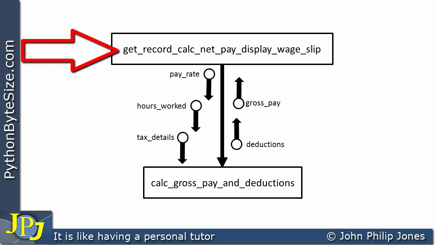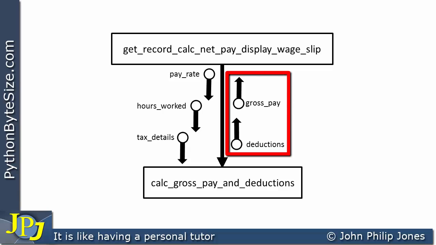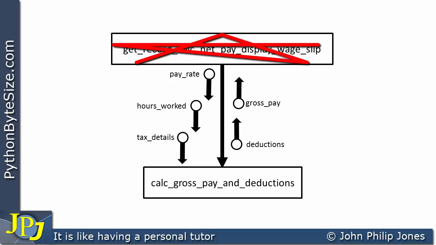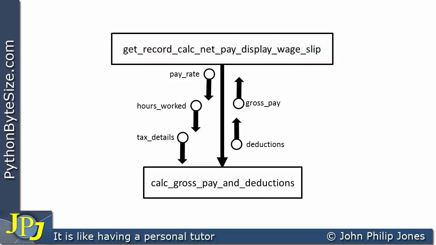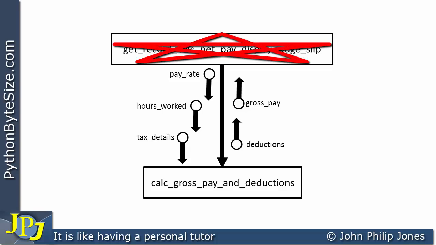When this module now receives these two data couples, it's going to calculate the net pay. Once the net pay has been calculated, it's going to display the wage slip. And of course the displaying of the wage slip will be the displaying of the net pay which has been worked out inside this module, together with the name which has been taken from the record that was found by the code inside this module.